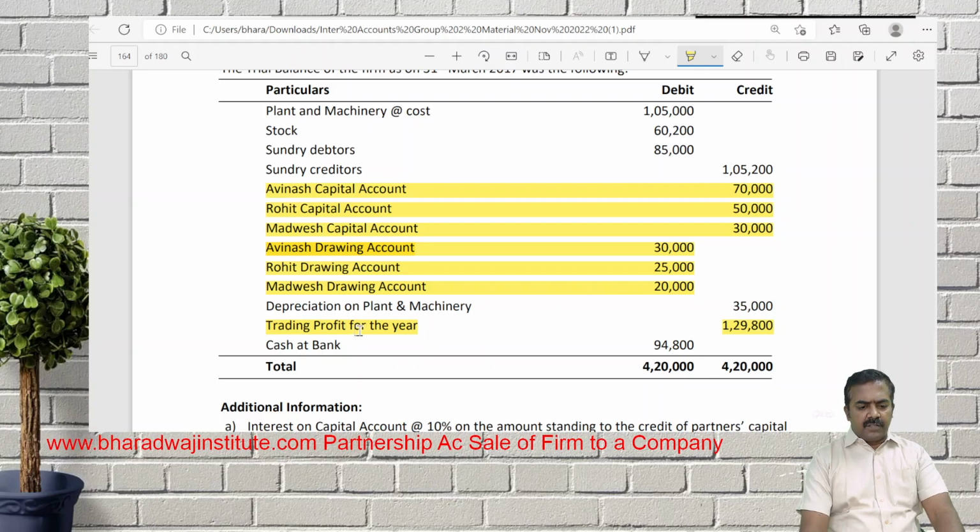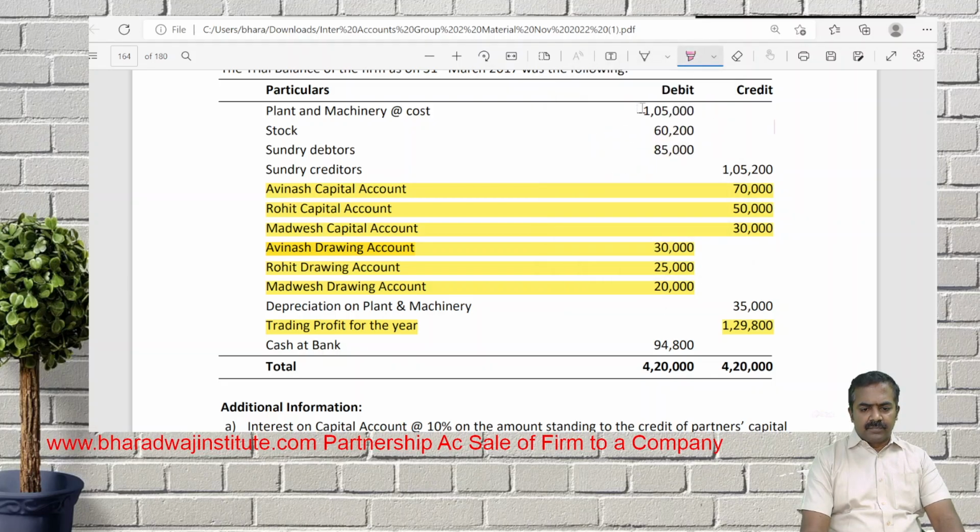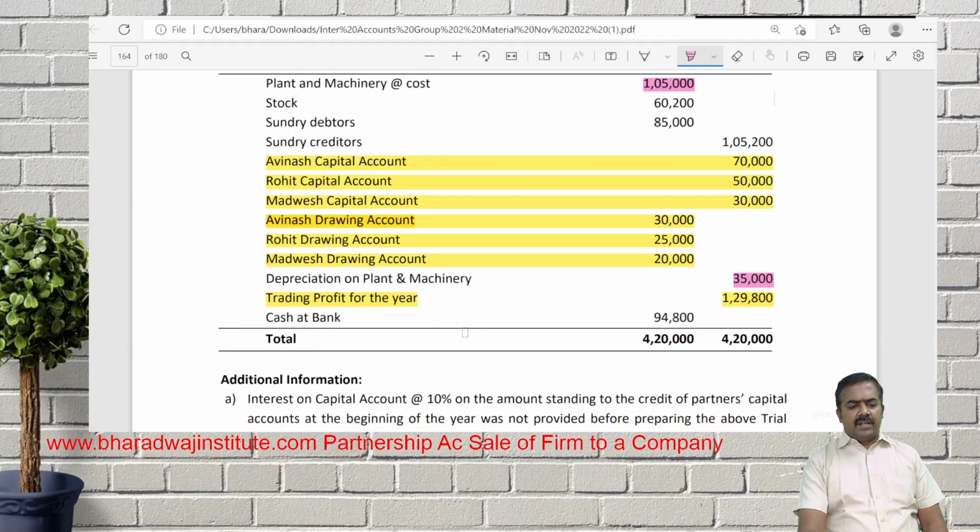Trading profit for the year is given. Depreciation of which one? Plant and machinery. Nothing but provision for depreciation. Provision for depreciation. இது cost value. Debit side ல கொடுத்தது என்ன value இது? Cost. Credit side ல கொடுத்தது accumulated depreciation. This is like accumulated depreciation. We are given trading profit for the year.